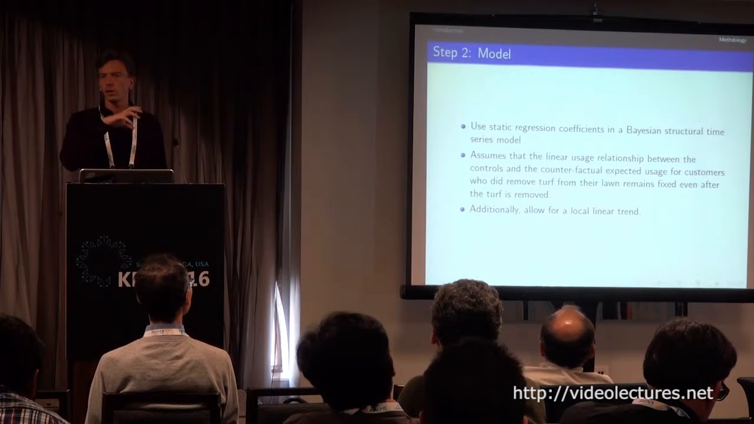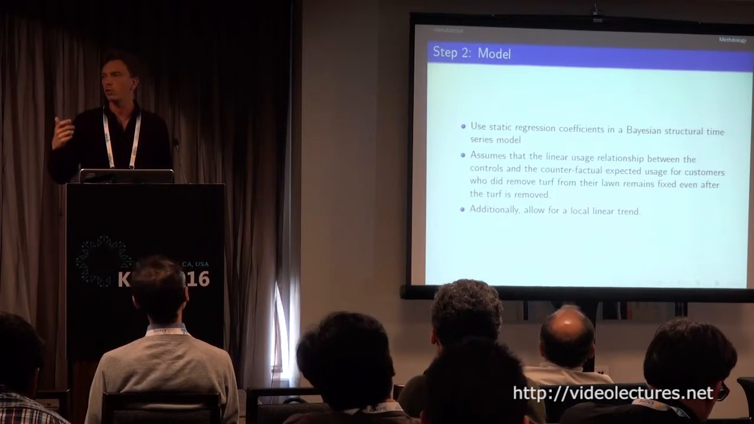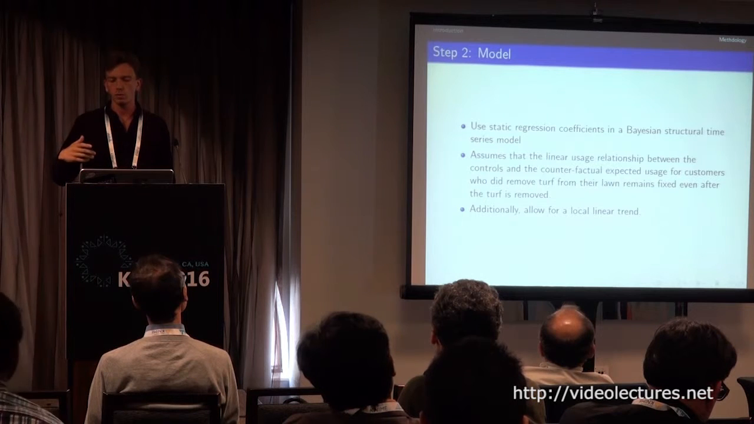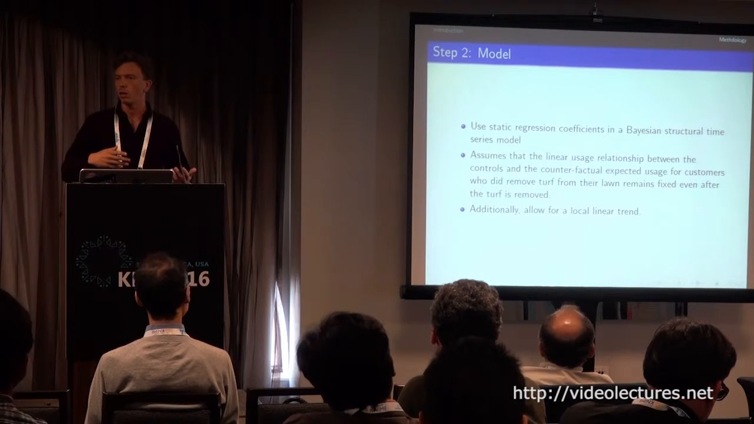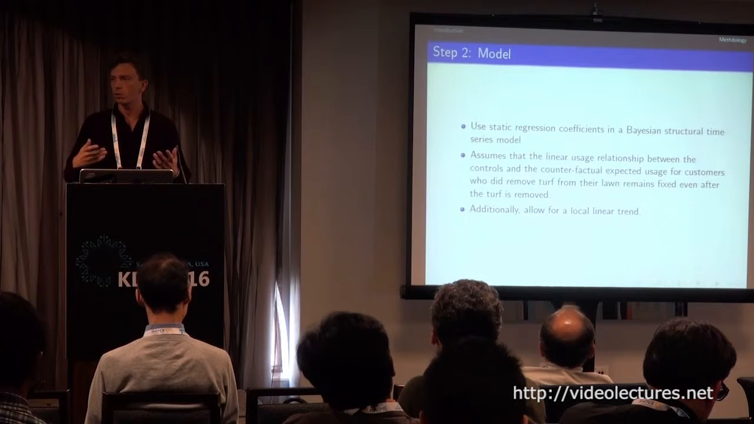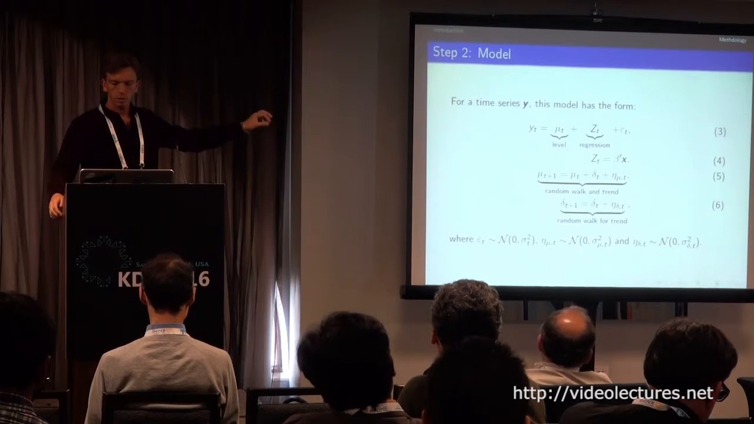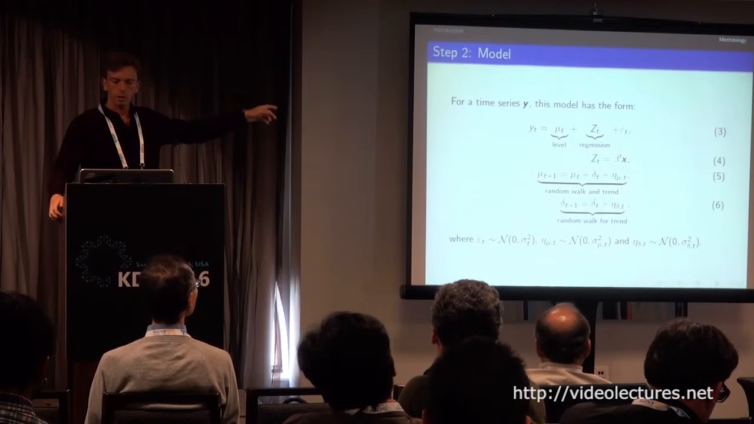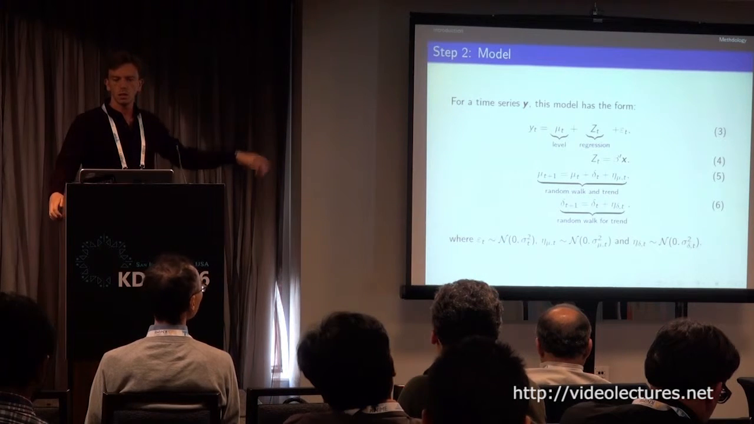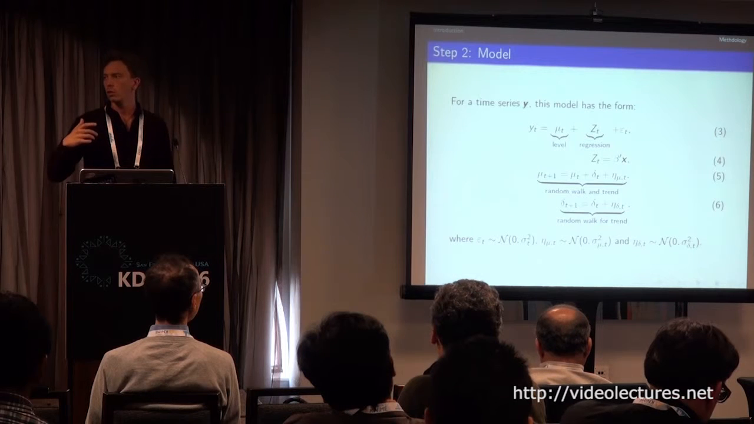So those 6 control households are then fed as input into a Bayesian structural time series model to create our synthetic counterfactual. And this is what the model looks like. The 2 main points that are important here are the regression component, z of t, and the local level term, mu of t.